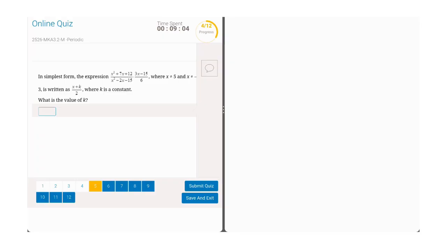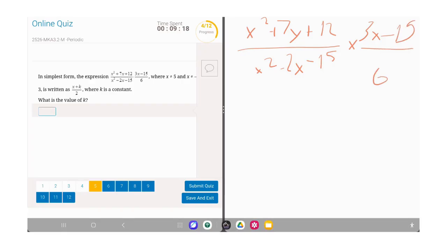For this next question, we have x squared plus 7x plus 12 over x squared minus 2x minus 15 multiplied by 3x minus 15 over 6.